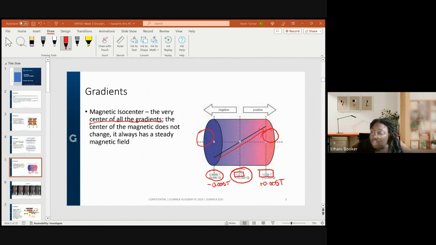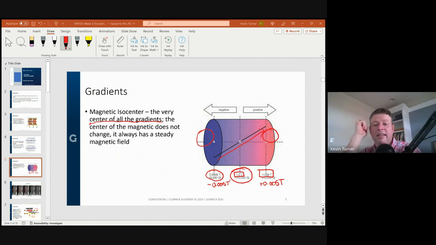I'm a little confused. Would this affect the RF pulse when it's trying to get everything in frequency? Yes, absolutely. That's part of encoding. That's one of our three types of encoding, and that's what a slice is. Okay, we'll get there. You're just a little ahead of the game.